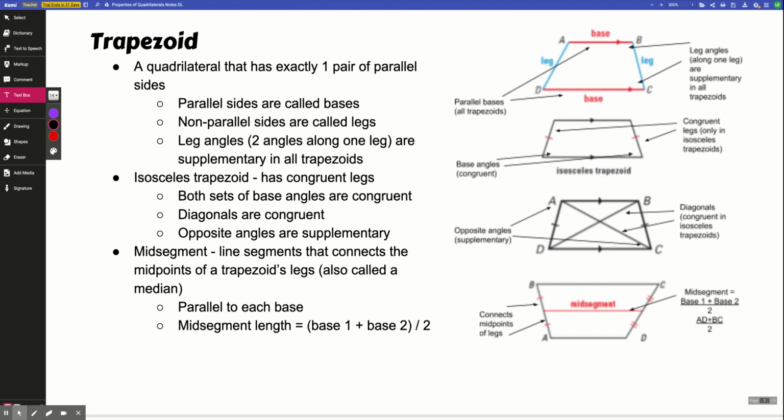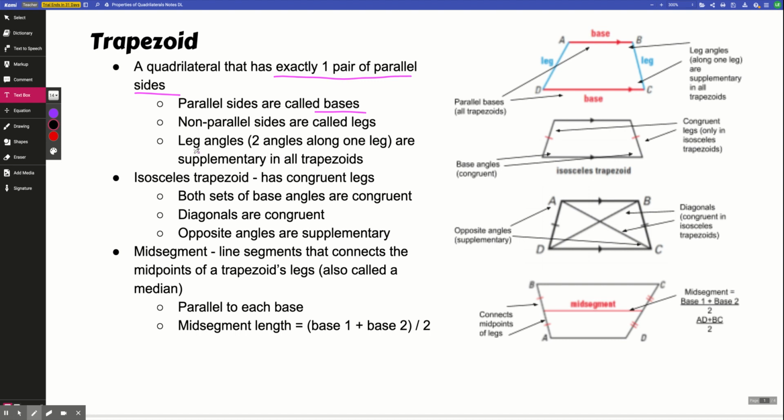All right, next shape is a trapezoid, okay? You've all seen trapezoids before, and I'm sure looking at a picture, you'd be able to tell what a trapezoid was, but the actual definition is it's a quadrilateral that has exactly 1 pair of parallel sides. Those parallel sides are called bases, okay? And then the other 2 sides are called legs, very similar to when we talked about isosceles triangles, okay?